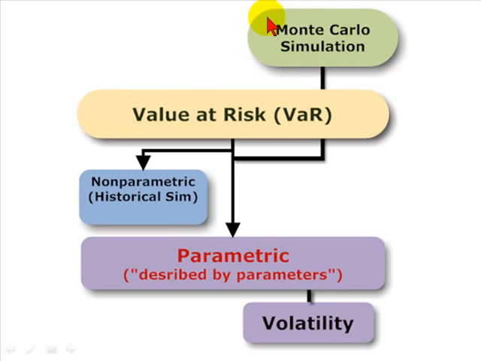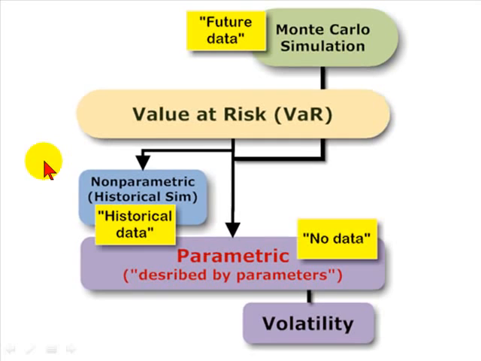They are: 1. Monte Carlo simulation, 2. The non-parametric or historical simulation, and 3. A parametric approach to value at risk, or VAR. I like to tag these with post-it note reminders. Monte Carlo simulation is about imagining hypothetical future data. Non-parametric uses actual historical data, and the parametric approach has no data.